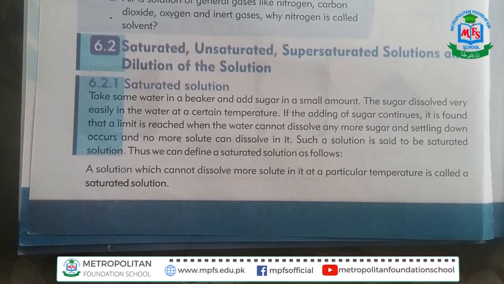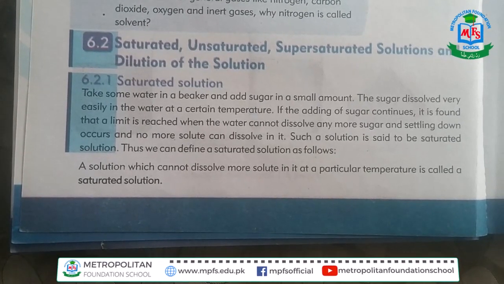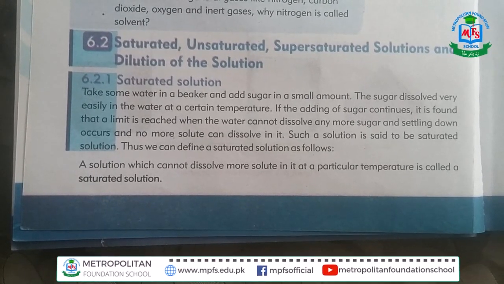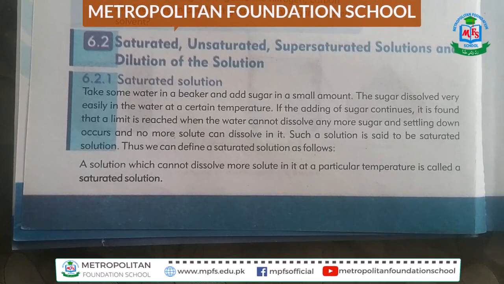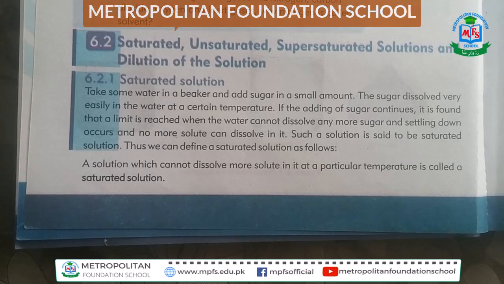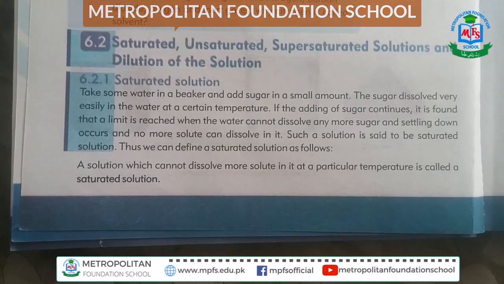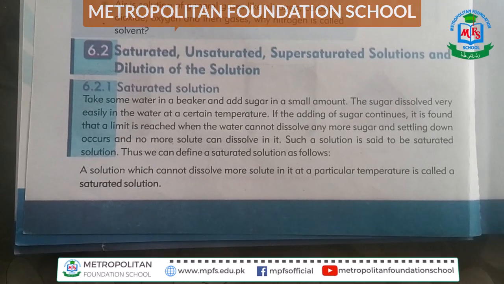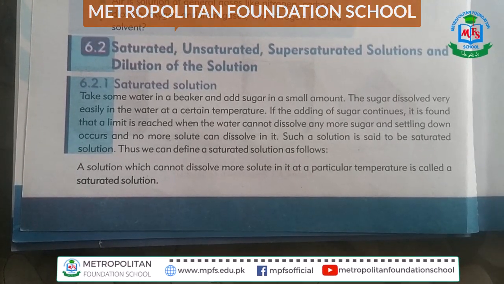Another example of saturated solution is sugar solution. If we add crystals of sugar in water and we dissolve it, they do not dissolve more sugar in it. It has the capacity to dissolve a maximum amount of solute, a maximum amount of salt, a maximum amount of sugar dissolved in this solution. Such a solution is called saturated solution.